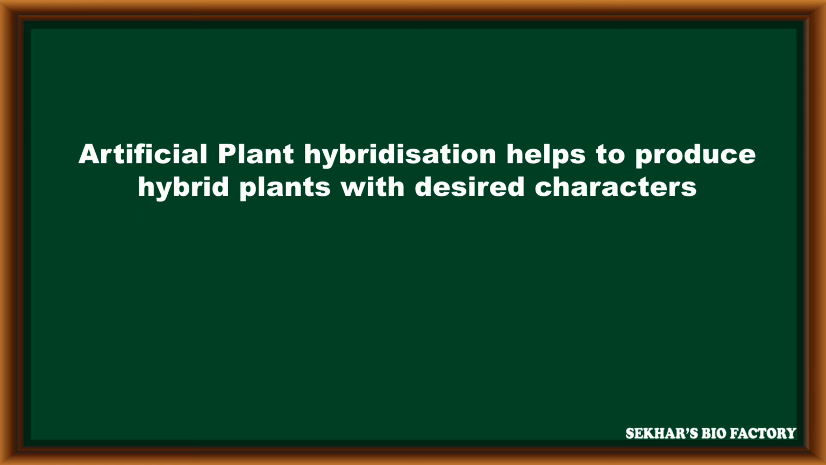Artificial plant hybridization helps to produce hybrid plants with desired characters. These hybrid plants are generally used in the agriculture field to enhance food production.